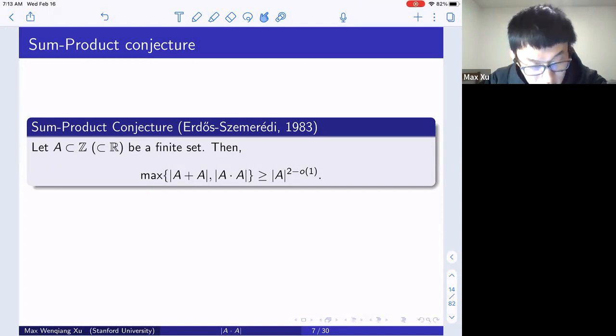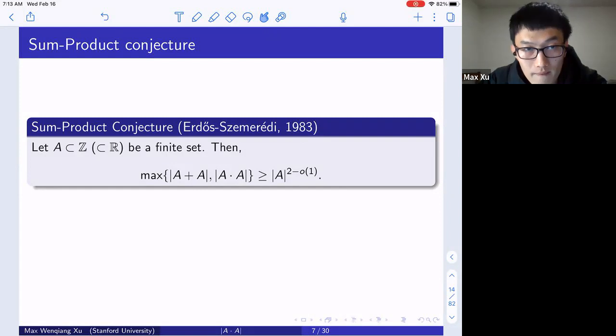So let A be a finite set. Today we just focus on integers. And then the conjecture is that for the size of the sum set and the product set, at least one of them is close to the maximum, A squared, up to a little o(1) factor in the exponent.